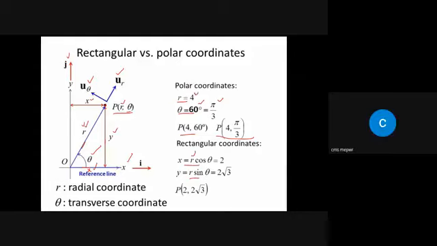What is the value of theta? 60. Put it over here, you will get the value of x, you will get the value of y. So you can also mention these positions in terms of x, y, right? So what I want to prove with this calculation is that you can define the position by using any coordinate system.